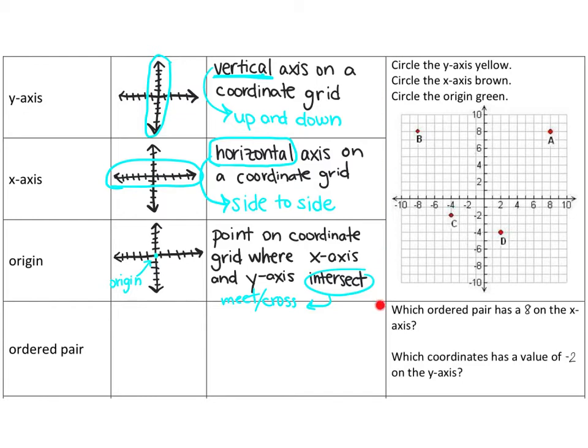Then you're going to come over here and you need to circle the y-axis in yellow, circle the x-axis brown, and circle the origin green.